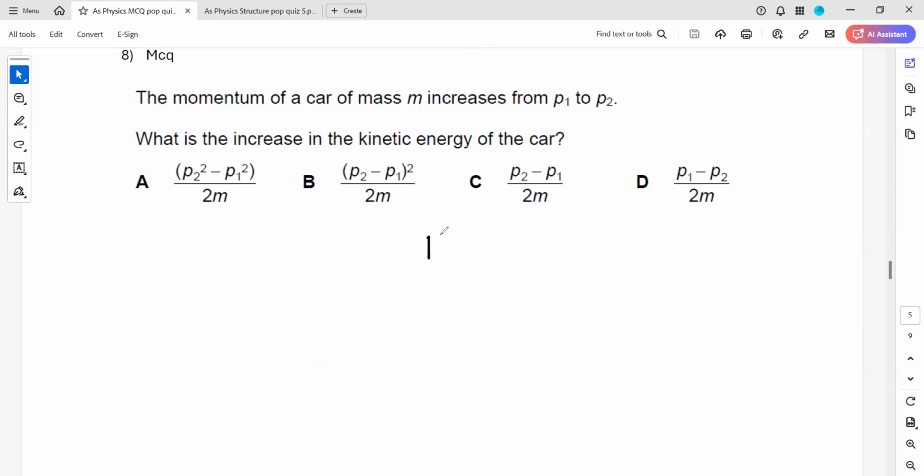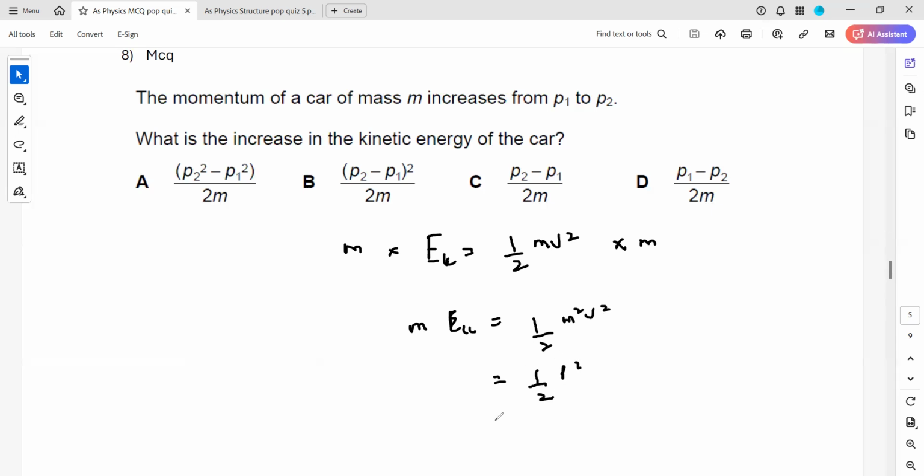So if we have the kinetic energy Ek, which is equal to half mv square, and I multiply this by m, I will multiply the other side also by m, so that the equality remains true. So this will be m Ek, then m multiplied by m becomes m square v square, and m square v square is a momentum square. So when I work out Ek, the kinetic energy, it is p square by 2m.